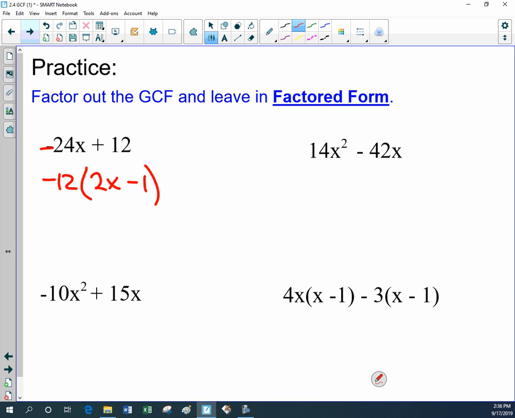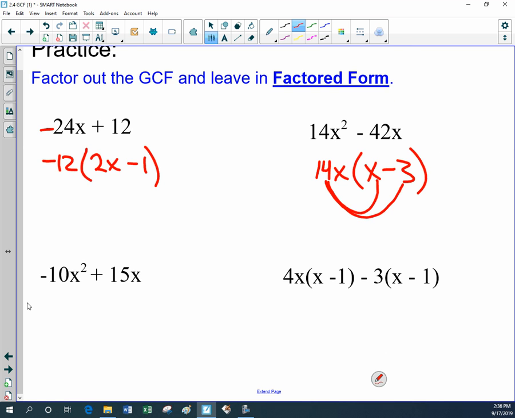Okay, the next example, 14x squared minus 42x. These two terms have a greatest common factor of 14x. So I factor out a 14x, and that would leave me with x minus 3. Okay, and again, 14x times x, 14x squared, 14x times negative 3, negative 42x.